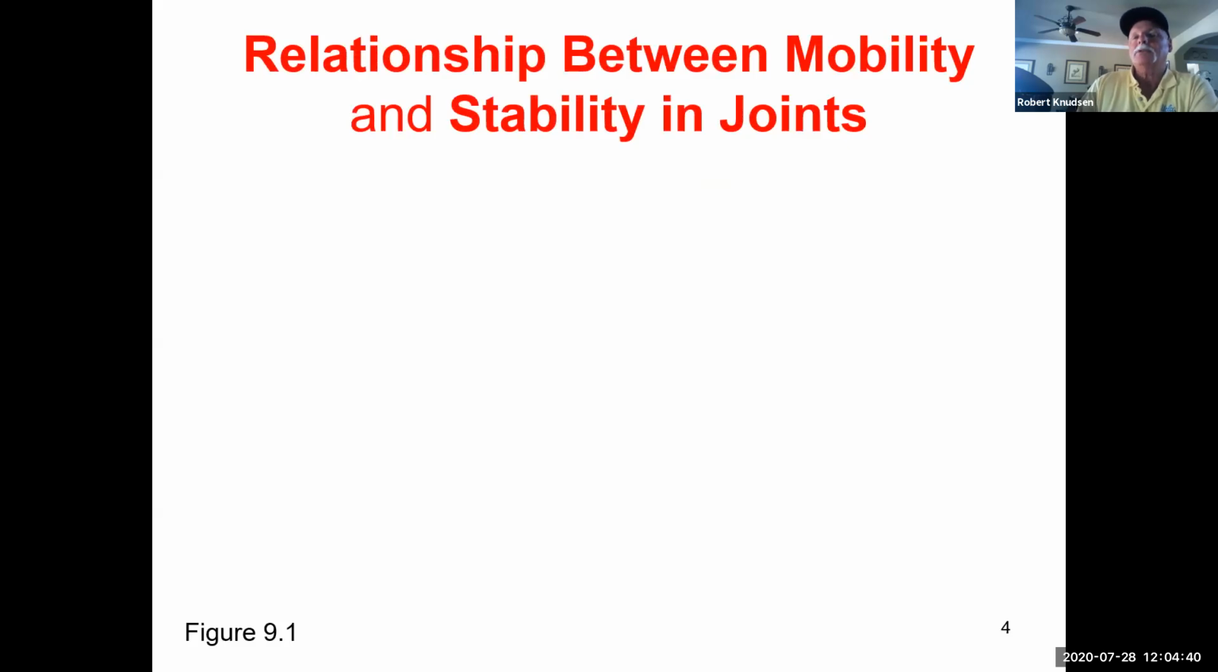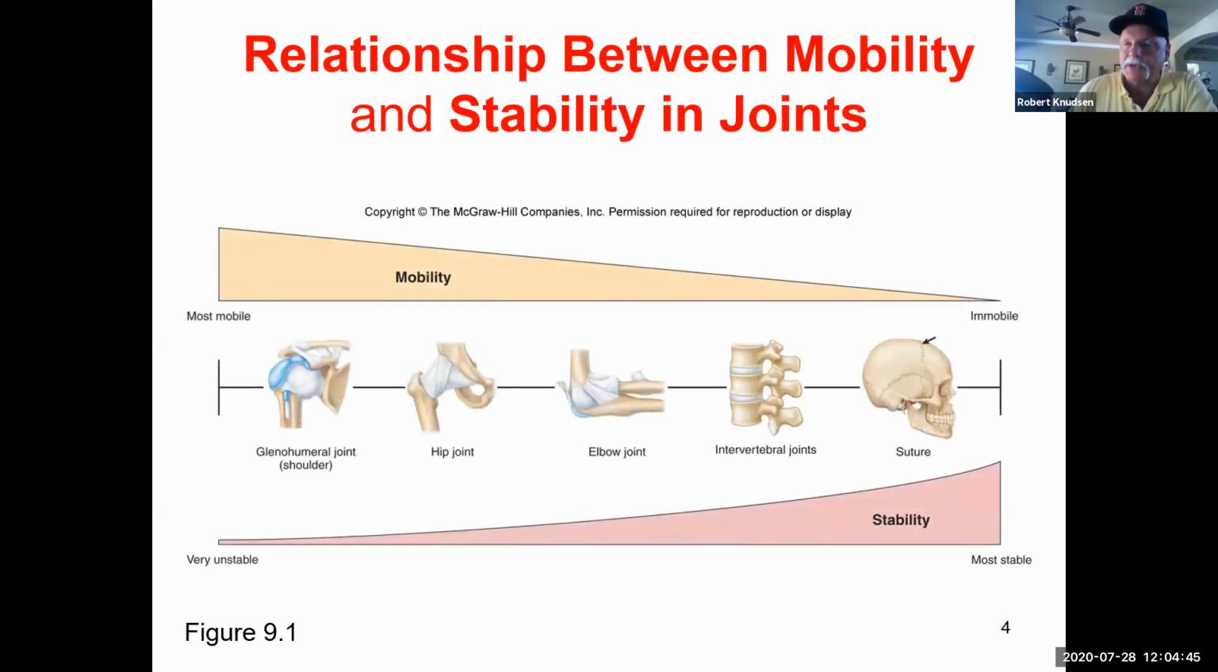Okay. Relationship between mobility and stability in joints. Okay, now here's this graph. Now don't look at the pictures. I know you're looking at the pictures. Don't look at the pictures. Look at the title. What are you comparing? Your title is always going to tell you what the graph is going to show you in data. Okay, so what is it saying? Relationship between mobility and stability. So I'm going to be looking at two things, mobility and stability, and are they interrelated? Okay, now drop down, but don't look at the picture. Don't look at the picture. I'm going to use my cursor, okay?